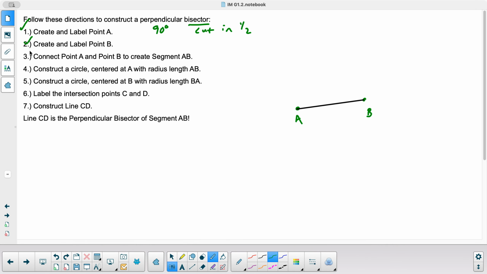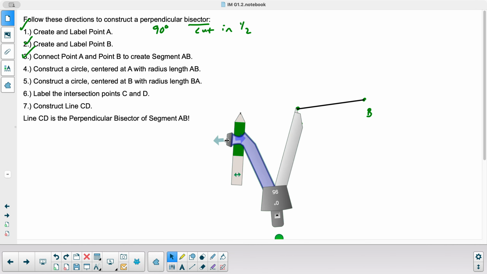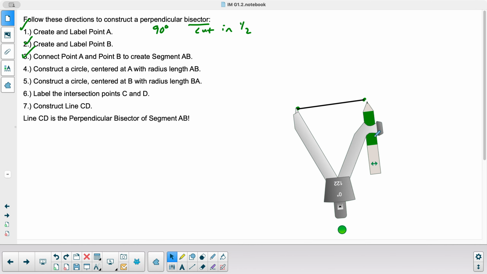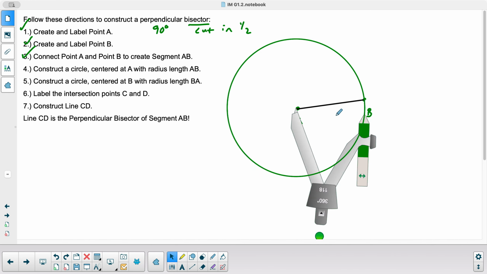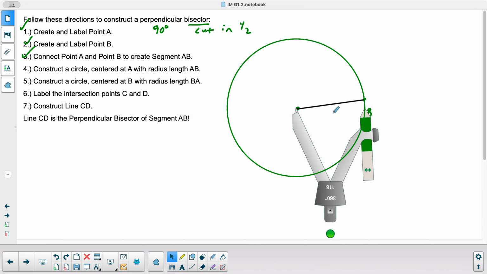Okay, there's that. Construct a circle centered at A with radius length AB. So we take our compass and we put the point at either A or B. Well, wait, centered at A. So we need the point at A, and we need the pencil at B. A little off. Real important that you're very accurate here. There we go. Length AB. So there's my circle centered at A with radius length AB. Centered at A, radius AB. You can see that there.